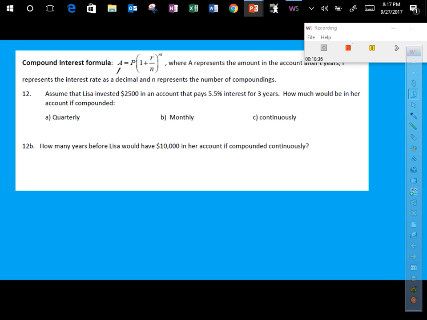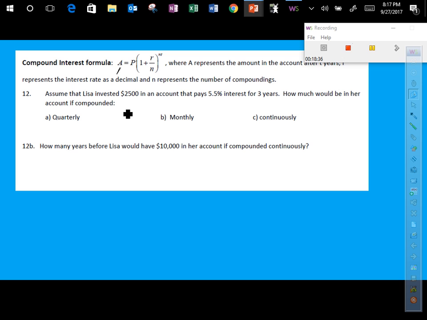In theory, the more times the bank compounds your money, the more money you make. We'll talk more about that coming down the road. And it's raised to the power of the number of compoundings times the number of years. And that'll yield us our total number of compoundings over the life of the loan. So it's going to look like this.